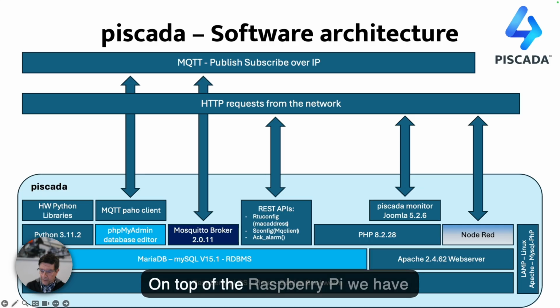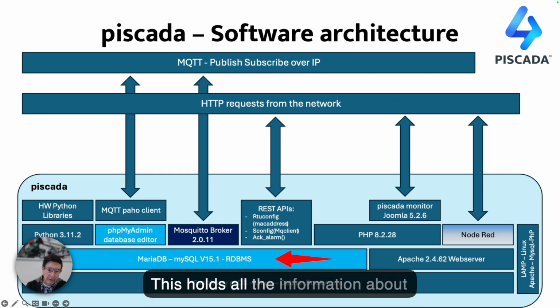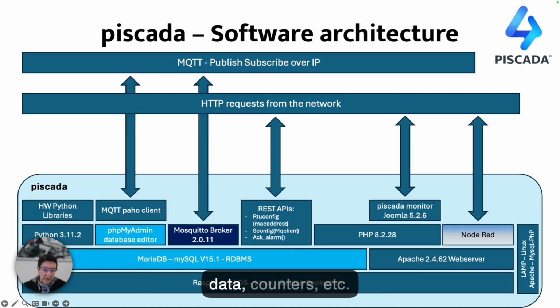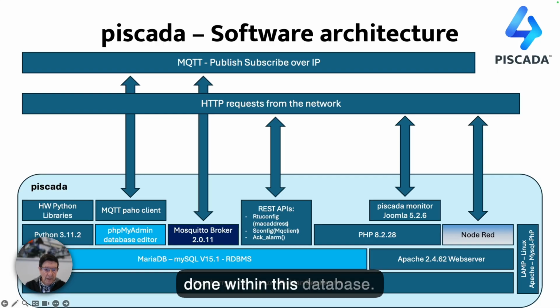On top of Raspberry Pi, we have implemented a relational database management system, the MySQL version called Maria DB. This holds all the information about the definition of digital data, analog data, counters, etc. It also keeps the alarm pages valid. It does the data logging, so everything that has to do with retention of data is done within this database.